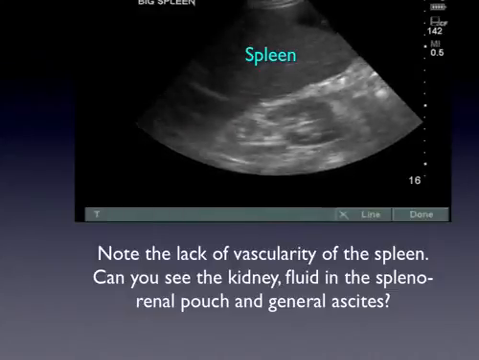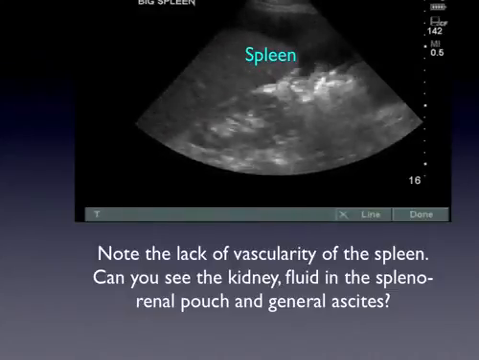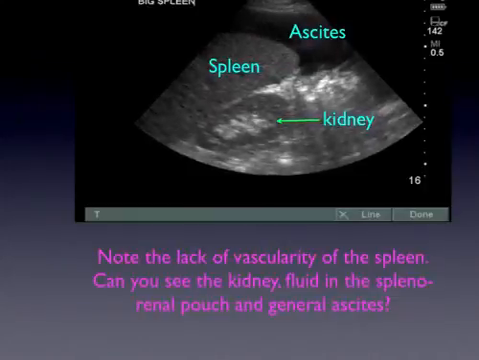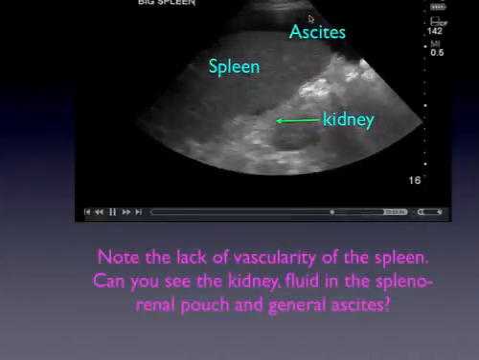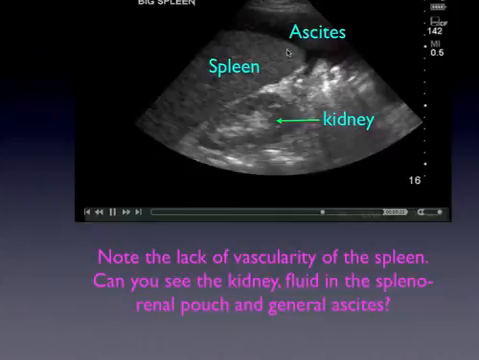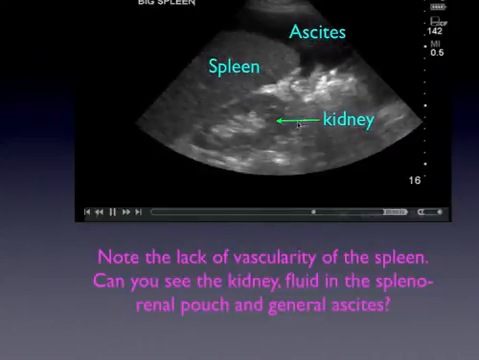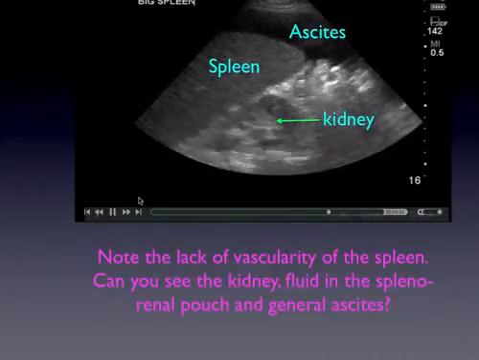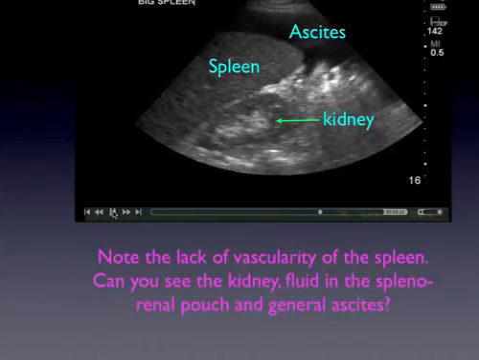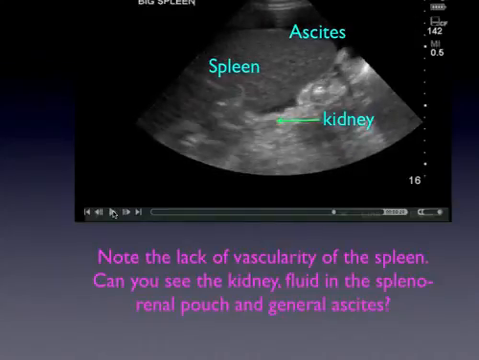Spleen is large. And over here, this is free fluid or ascites. Here's the spleen. This is the kidney down here. Now let's freeze this image at a particular point. And right over here, this is fluid in the splenorenal pouch or the splenorenal gutter. This corresponds to fluid in Morrison's pouch if this was on the opposite side.